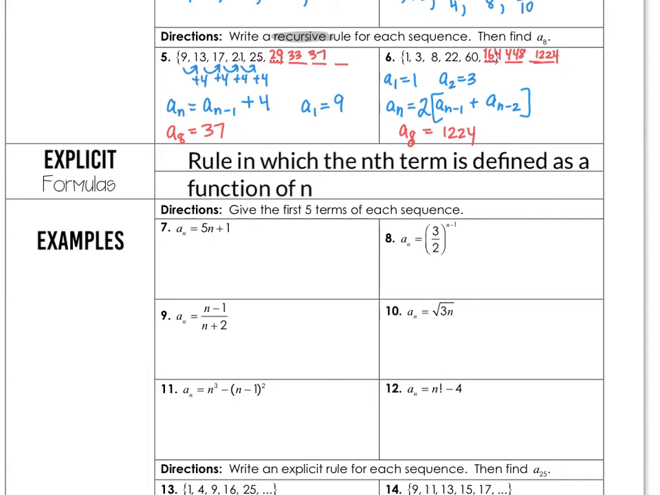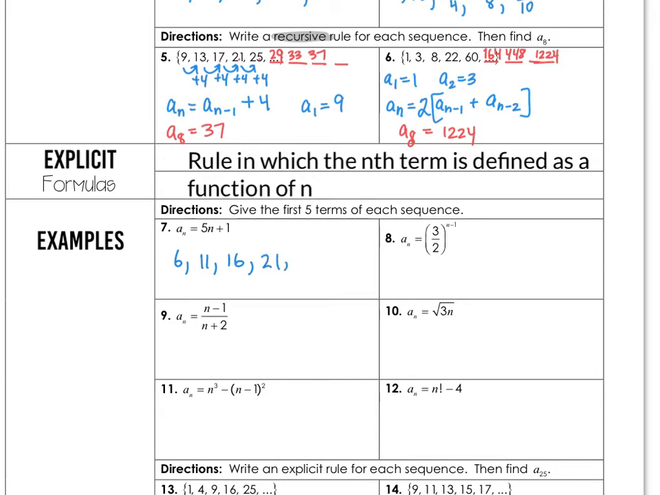So if I plug in a 1, 5 times 1 is 5 plus 1 is 6. So the first term is 6. The next term would be 5 times 2, which is 10 plus 1, 11. Third term would be 5 times 3 plus 1, that's 16, and so forth.